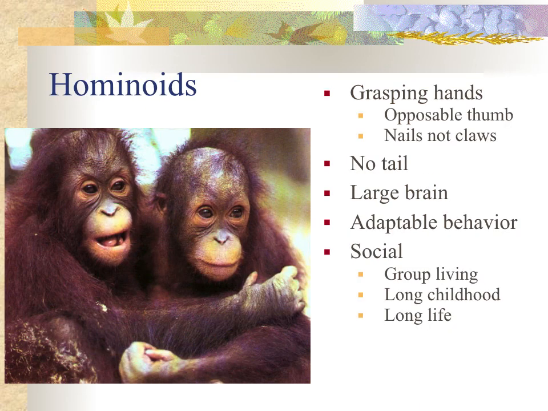Among the primates, the hominoids are the ones closest to us. We have grasping hands with opposable thumbs, and unlike other primates, we have nails. Okay, hominoids like orangutans and chimpanzees and gorillas, they have fingernails, not claws. None of the hominoids have a tail. Among the primates, these guys have the largest brain, the most adaptable behavior, and are very social. Okay, they take a long time to develop. They have a long childhood, they mature slowly, and then they have a very long life.